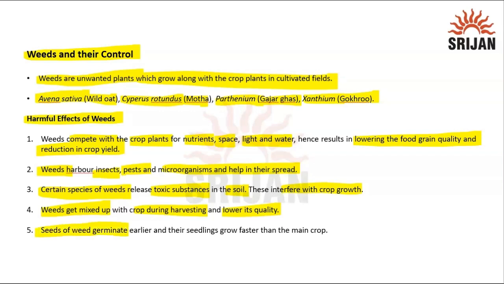The seeds of weeds germinate earlier and their seedlings grow faster than the main crop. And that is one of the most important factors for considering weeds as unwanted plants, because they grow very fast. So rather than the nutrients being utilized by the crop plants, all the nutrients are utilized by the weeds because they grow fast.